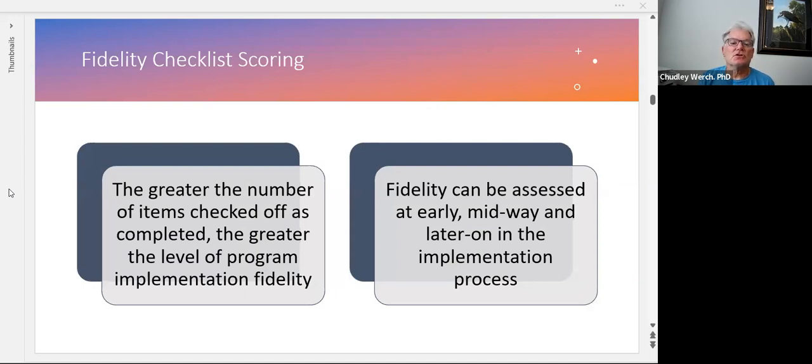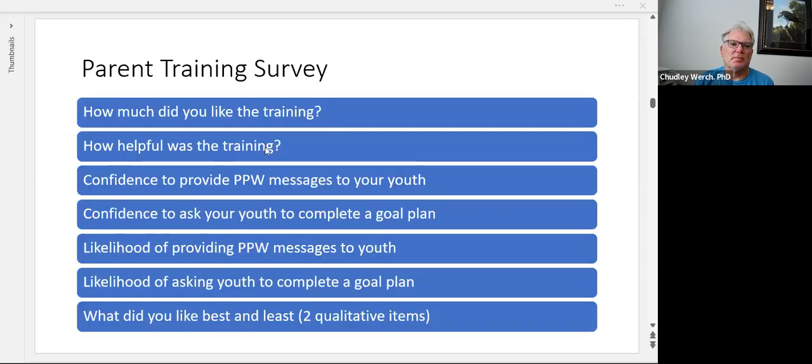Fidelity can be assessed and should be assessed early on in program implementation, and then maybe at a midpoint and a later point. If you want to, every month, you could check fidelity to make sure you and your organization, your implementers, are providing your program as it's meant to be implemented.